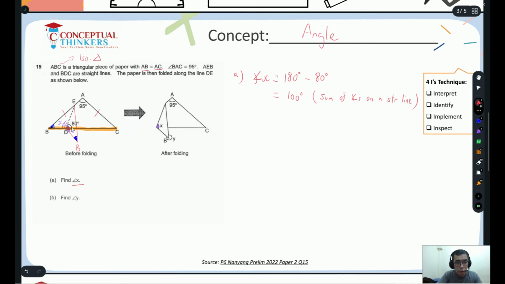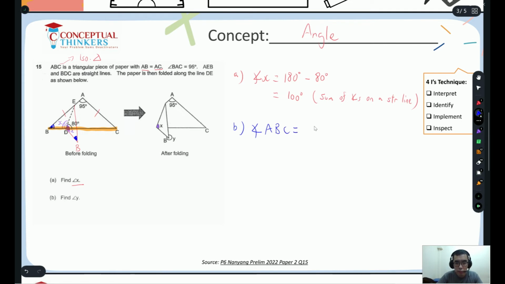Okay, so this is for part A. Now let's focus on part B, which is angle Y. As I mentioned earlier, this is an isosceles triangle. This means that angle ABC is equal to angle ACB, so we can actually calculate that. Let's find what angle ABC is.